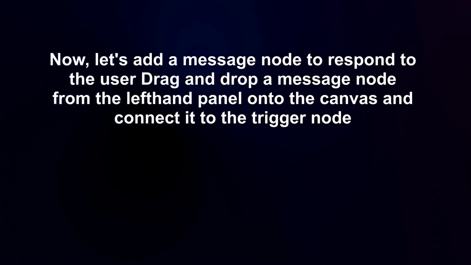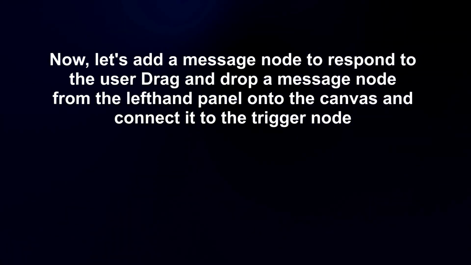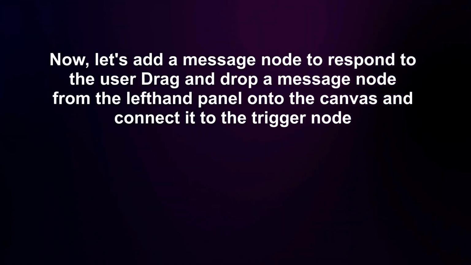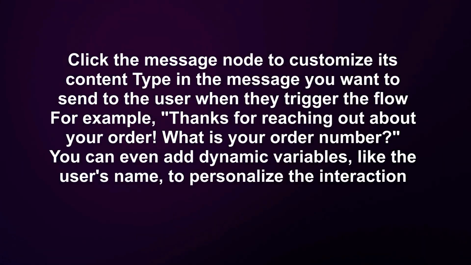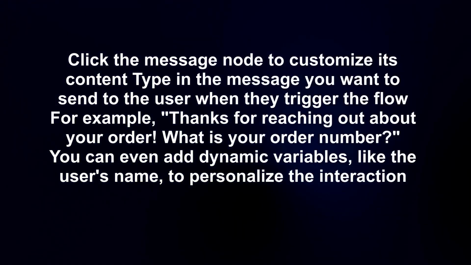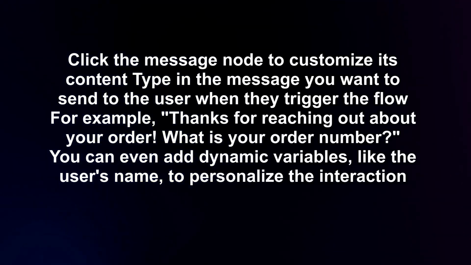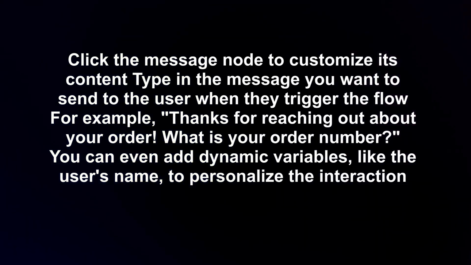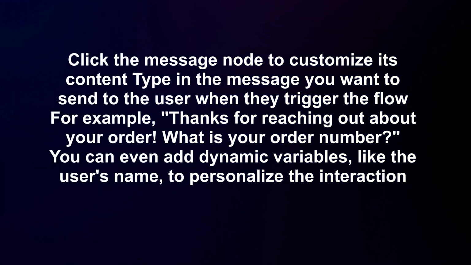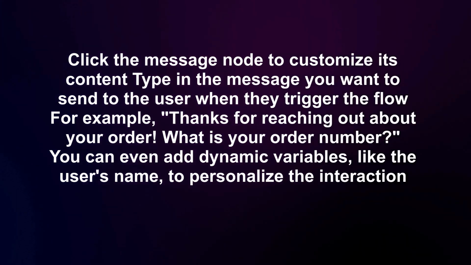Now, let's add a message node to respond to the user. Drag and drop a message node from the left-hand panel onto the canvas and connect it to the trigger node. Click the message node to customize its content. Type in the message you want to send to the user when they trigger the flow. For example, thanks for reaching out about your order. What is your order number? You can even add dynamic variables, like the user's name, to personalize the interaction.